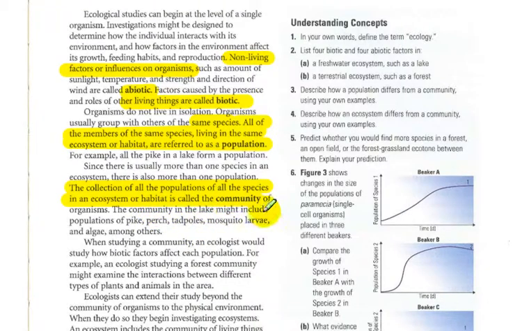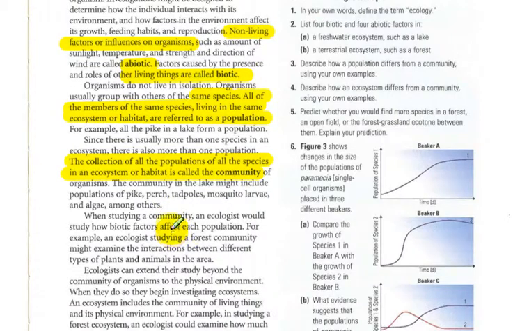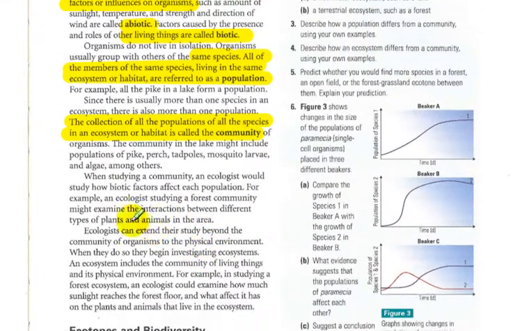A community in a lake might include populations of pike, perch, tadpoles, mosquitoes, etc. When studying a community, an ecologist would study how biotic factors affect each population. For example, an ecologist studying a forest community might examine the interactions between different types of plants and animals.